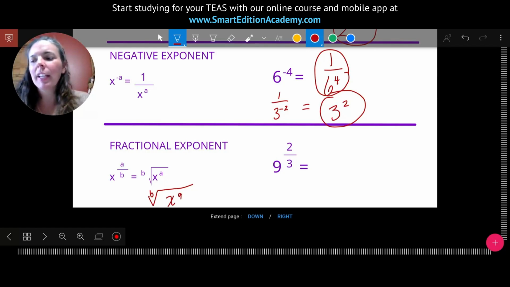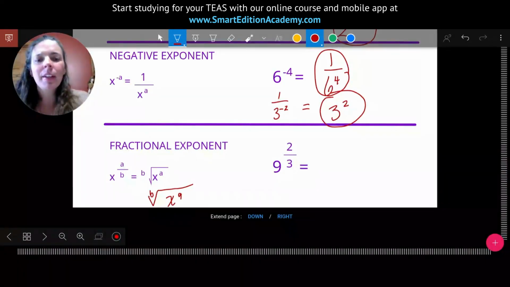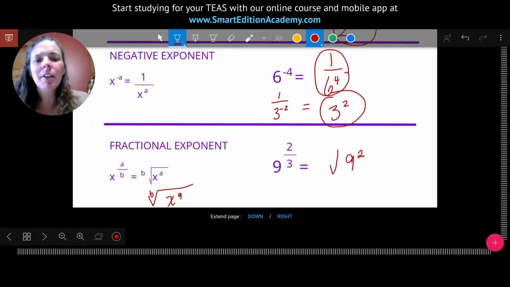So what does that look like in an example? Well, 9 to the 2/3 is 9 squared, okay? But this is under the cube root, so the cube root of 9 squared. So whatever is on the bottom goes here. Whatever is on the top stays as your exponent. Okay, so the cube root of 9 squared.